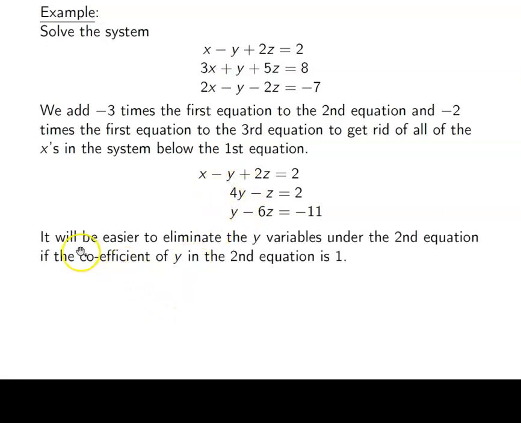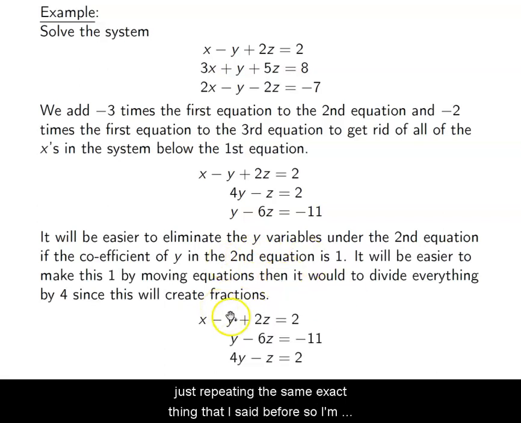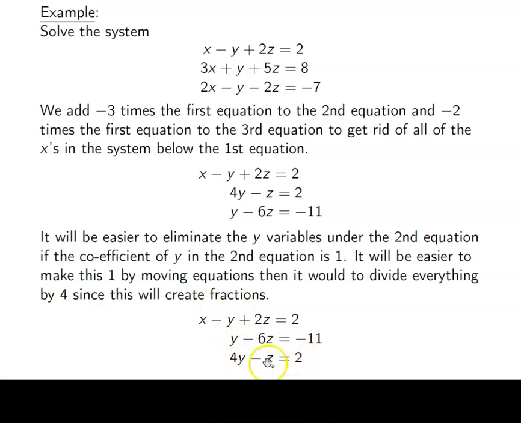So it's going to be easier to eliminate the y variables if I'm using the second equation here, this third equation I guess here. So what I'm going to do is swap them out. Again, this is just repeating the same exact thing that I said before. I'm just going to swap the order, because now it'll be a lot easier. Now if I want to eliminate this y, I can multiply this equation times -4 and add it to these values, and that's a lot easier, right?